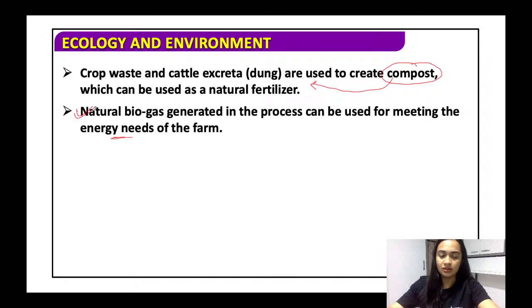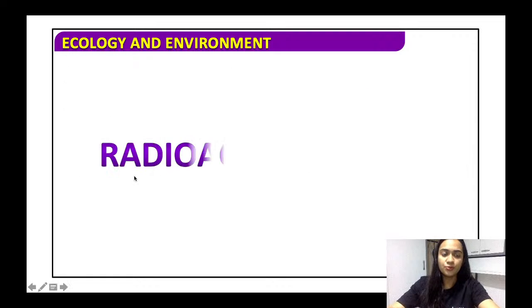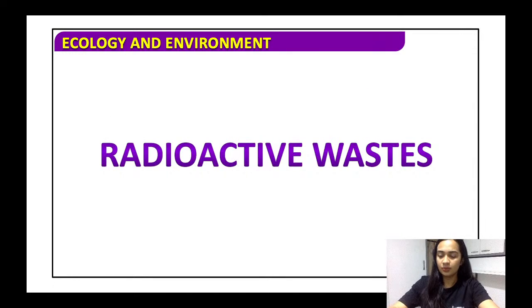तो अभी जो भी नेचुरल बायोगैस प्रोड्यूस हुई, उन्होंने एज ए एनर्जी यूज किया फॉर देयर फार्म. So now they are enthusiastic about spreading information and helping in practice of the integrated organic farming. So now Mr. Dagar has created the Haryana Kisan and the Welfare Club, where such type of processes are practiced.